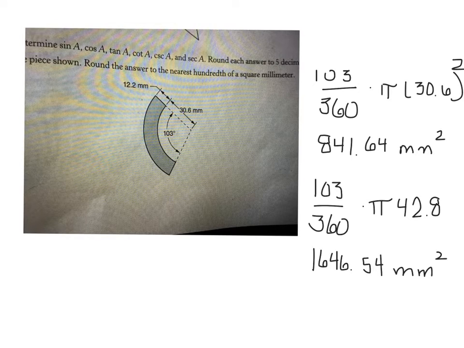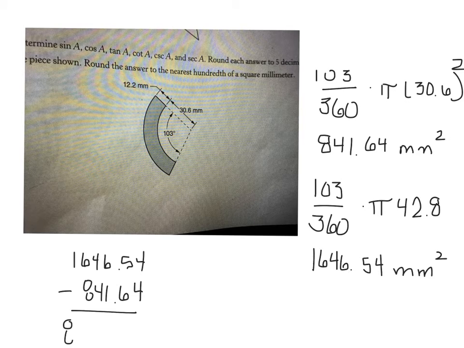take the outer area, the larger piece of pie area, 1,646.54, and subtract the inner circular region, which was 841.64. And we find the area of the shaded region would be 804.90 square millimeters.